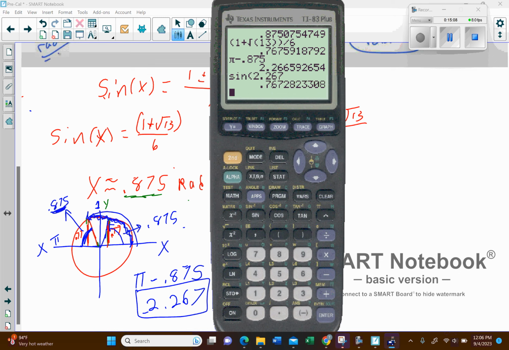But that's what that's telling us. So sine of this angle will tell me what that length of y is. Really, it tells me the ratio of y divided by r. But you can kind of simplify it into what the y value is for that angle where it terminates right there.